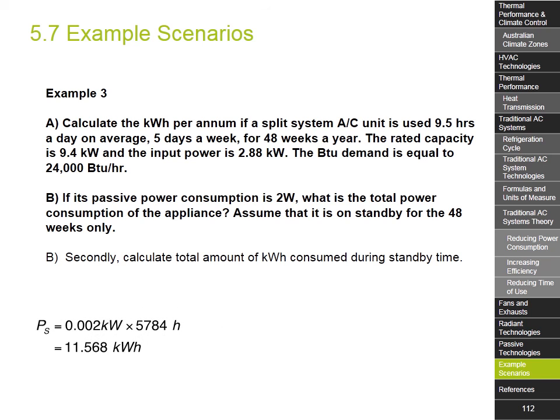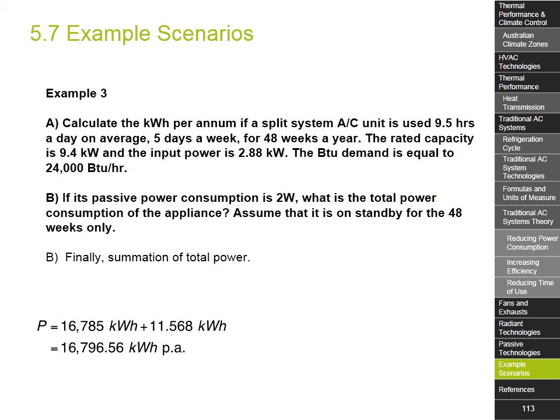The second stage is to calculate the total amount of watts consumed during standby time. Total power is 0.5 multiplied by 5,784 hours, which is 2,892 watts or 2.892 kilowatts. To finish off, sum the active power and standby power to obtain the total power. Total power will equal 16.785 kilowatt hours of active usage plus 2.892 kilowatt hours of standby time. This is 19.677 kilowatt hours per annum.